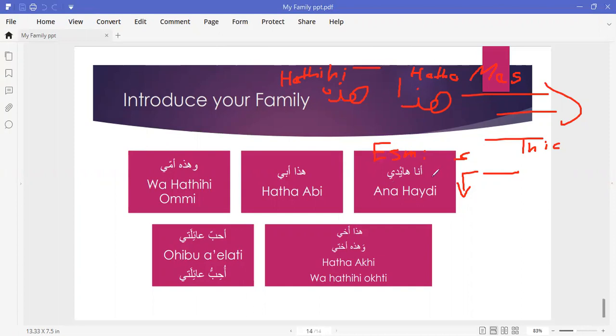My name is Heidi. اسمي Heidi. I am Heidi. أنا Heidi. هذا أبي. This is my father. If you are indicating here, of course, this is my father. Father is ab. This is my father.